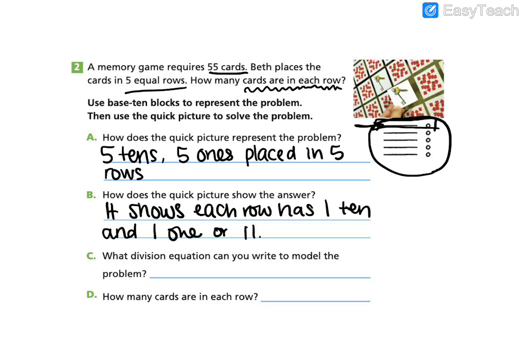So what would our equation be? We started with 55 cards for the memory game, and those 55 cards are placed in 5 equal rows. So 55 cards divided into 5 equal rows would equal 11 cards in each row. So let's go ahead and answer question D. How many cards are in each row? 11 cards.